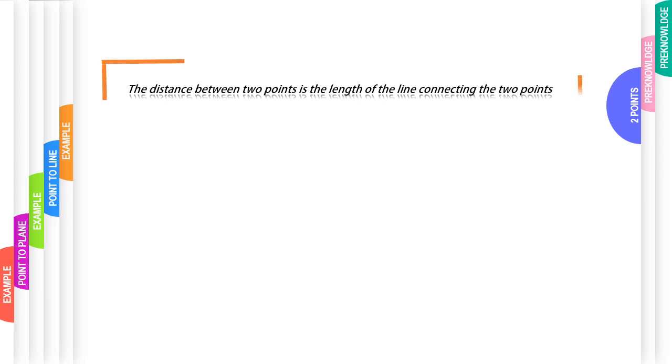Let's learn about the distance of 2 points. The distance between 2 points is the length of the line connecting the 2 points. If we have 2 points here, the distance is the line connecting them. If the 2 points are like this, the distance is the line connecting them.